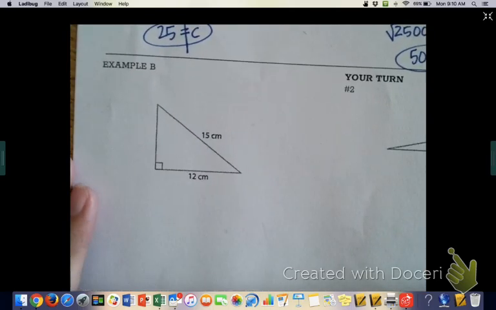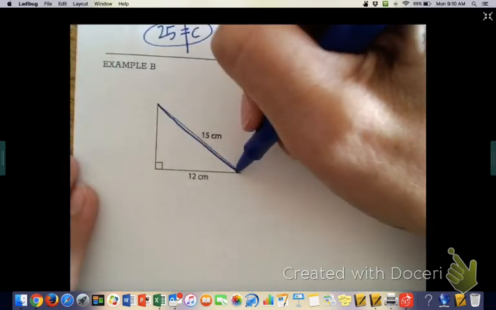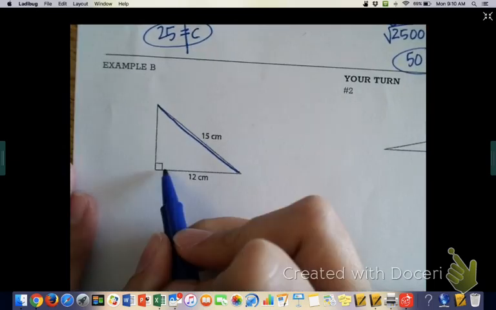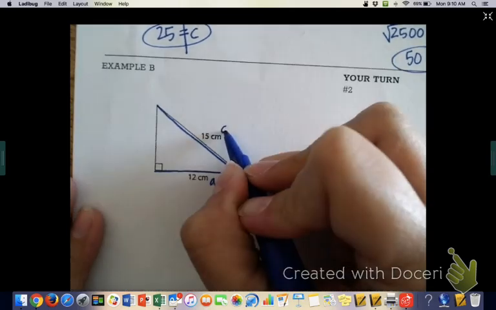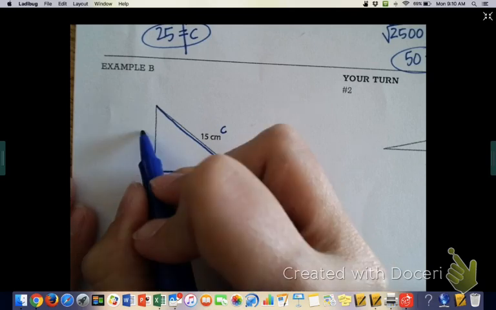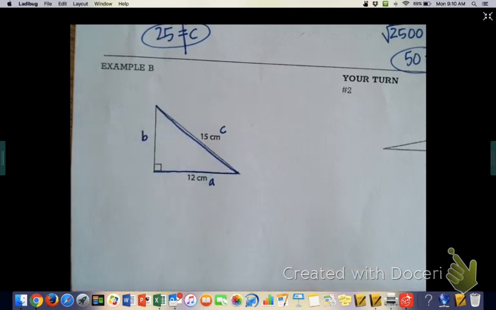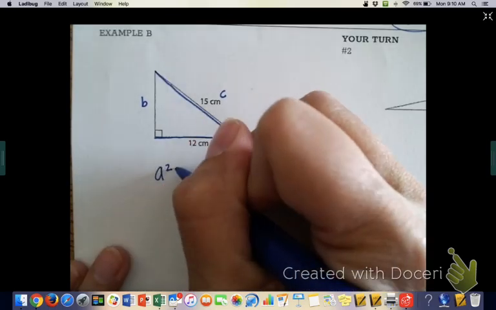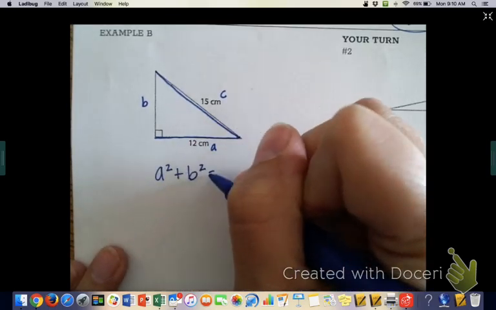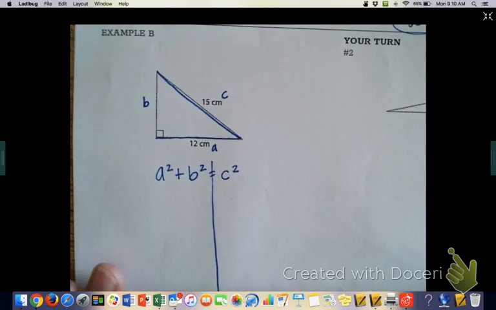This time it gave us the hypotenuse, and it gave us one of the two legs. So I'm going to call that my A. This is always the C. And we are missing B this time. So this is exactly kind of backwards. So I would always start by writing your formula again, and then just going through and filling in.